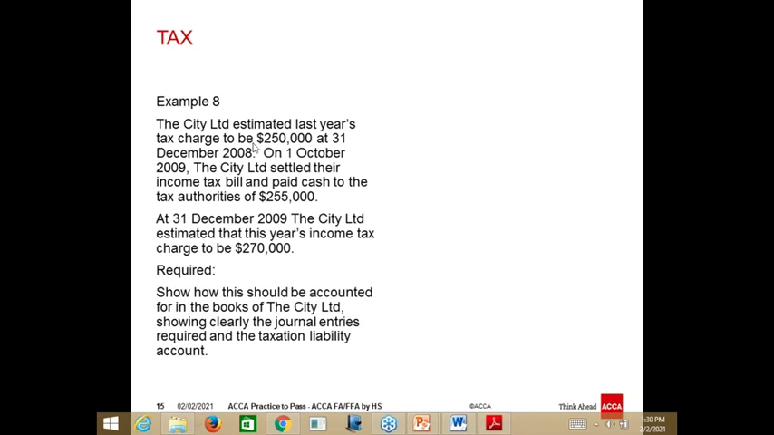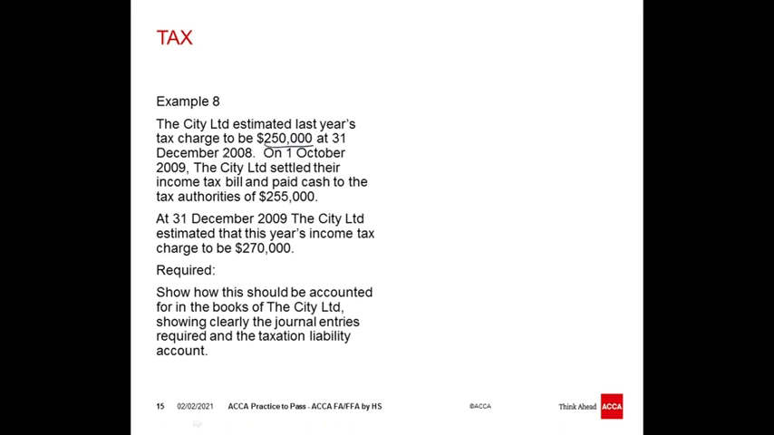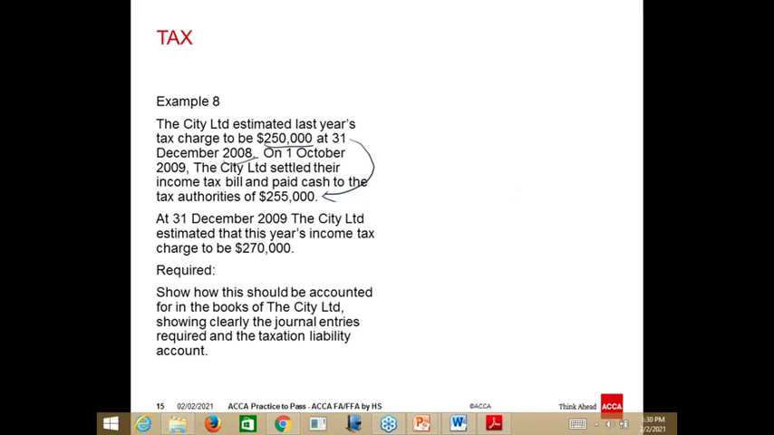The City Limited estimated the last year tax charge to be 2,50,000. Now, in 2008, the company has estimated the tax of 2,50,000. But when in the next year the company is going to settle this amount, the taxation authority says that you have to pay the tax of 2,55,000. So there will be a difference of 5,000. Is it an underprovided or overprovided situation? What do you think? Wonderful, wonderful. It's an underprovided taxation. It's an underprovided situation.